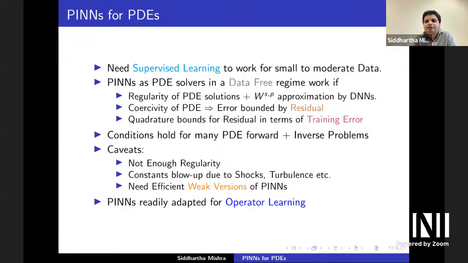But of course, there are several caveats where they work. In particular, if the PDE solutions are regular and if the PDEs are coercive, then I suggested to you a way in which they can work. And these conditions, thankfully, hold for many different linear and nonlinear PDEs, both for the forward problem and, more importantly, for the inverse problem. Consequently, of course, there are caveats. If you don't have enough regularity, then you need some weak formulations of PINNs, but these are also coming up these days. And finally, if you want to generalize beyond the class that you're looking at, you have to use PINNs for operator learning. But I think George Karniadakis is going to talk about it later.